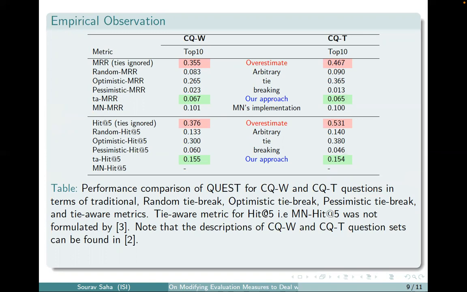And then we can see the McSherry-Najork implementation. We can clearly see that MRR, if we ignore the ties, gives very overestimated values for both datasets, CQW and CQT. For hit at 5 also, we can see the same difference. With our approach, we observe a more principled way of breaking the ties, and empirically we also observe this is more justified.